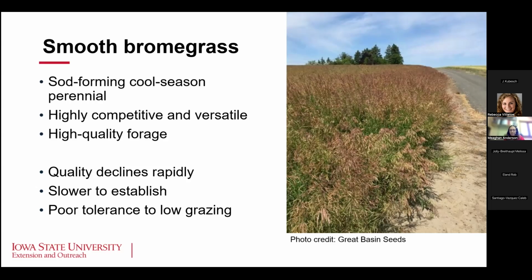It can be a bit slower to establish, and so oftentimes if people are establishing it here in Iowa, if they were just trying to establish smooth bromgrass, they might seed it with a kind of a companion species to help push down weed pressure and give it a chance to get established. And this species is going to have pretty poor tolerance to low grazing. And so it's going to do best in a rotated grazing kind of environment where it's allowed the opportunity to rest and it's not grazed down super low.